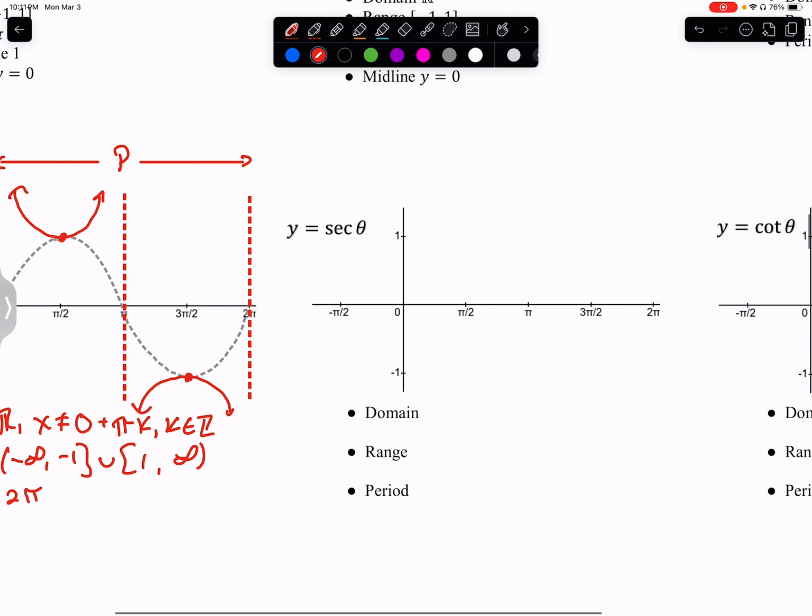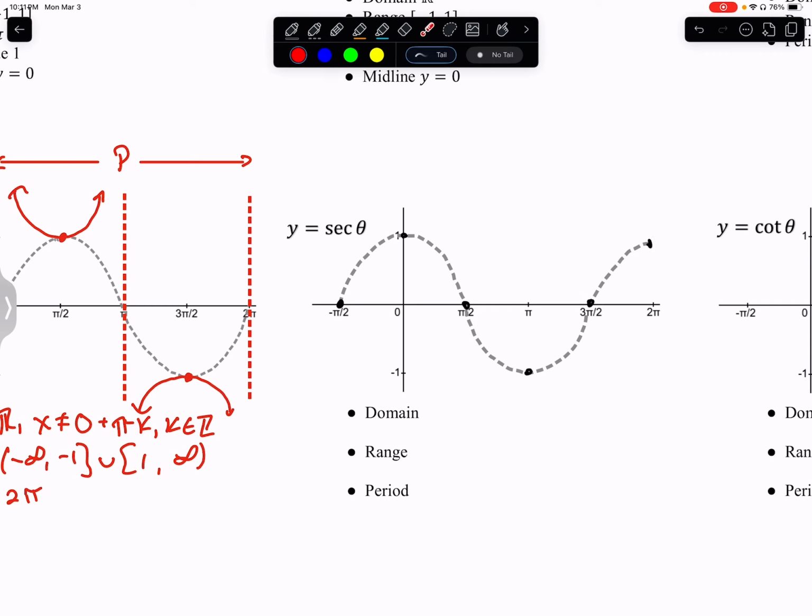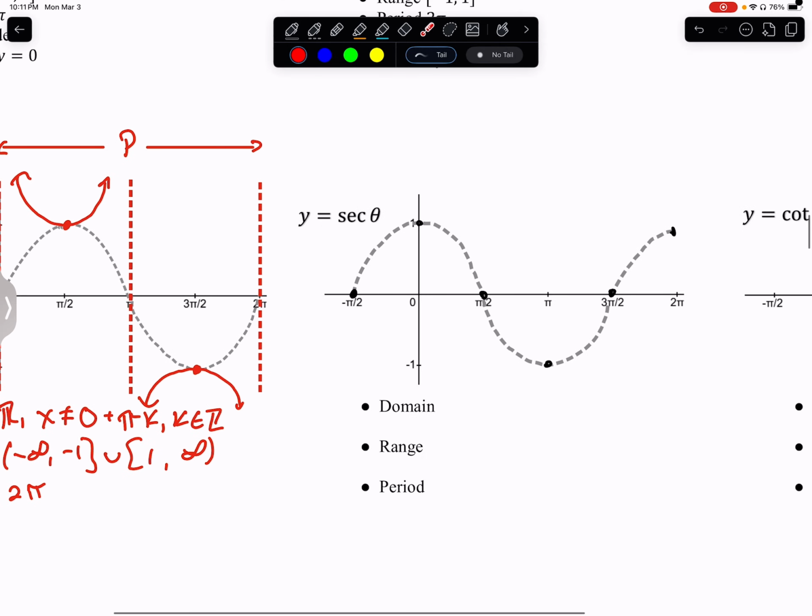Let's check out secant. Secant is the reciprocal of cosine. Cosine is like sine, but it's translated to the left 90 degrees. So it looks something like this. So if I take secant and reciprocate each of these key points, here, here, here, here, and here, every 90 degrees essentially. Pi over 2, negative pi over 2, that y value is 0. If I reciprocate that, I'm going to get undefined. It's a vertical asymptote.